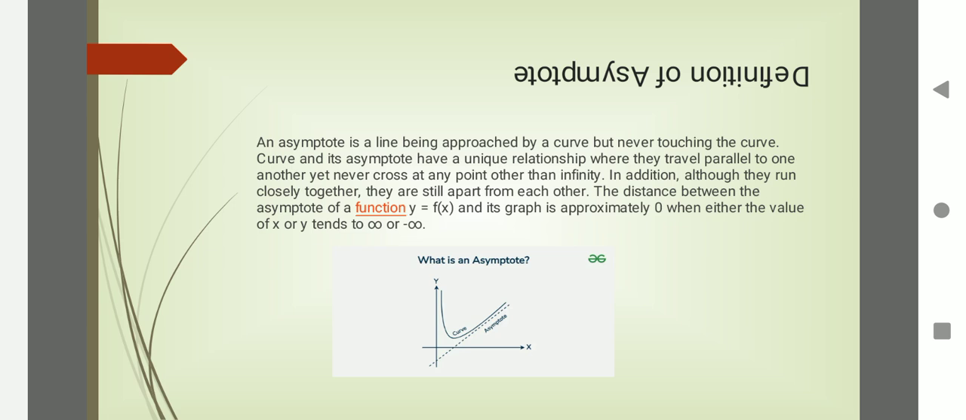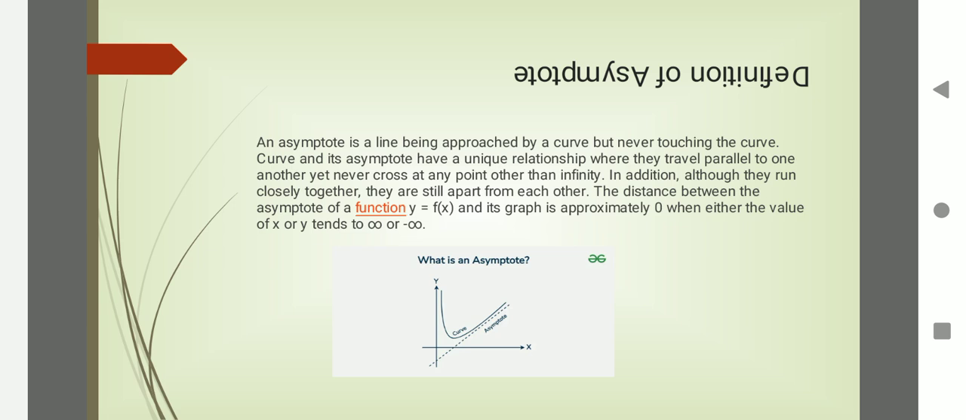A curve and its asymptote have a unique relationship where they travel parallel to one another yet never cross at any point other than infinity. So they go parallel at infinity. We can say they never cross, but they can cross at infinity. In addition, although they run closely together, they are still apart from each other. We are seeing they are very close, but there is still a very little distance between them.